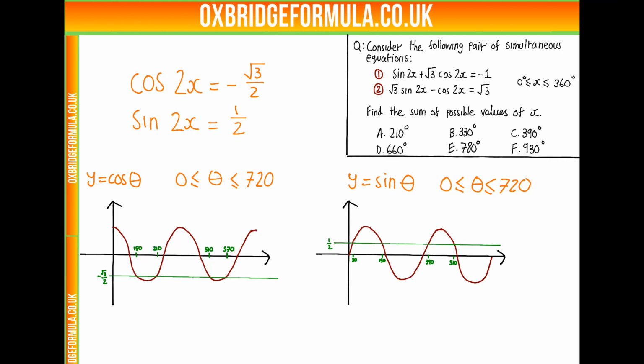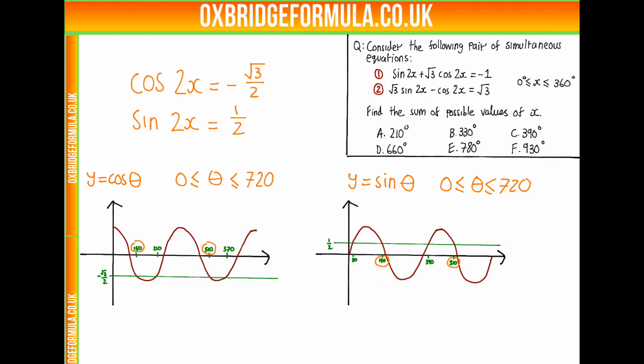Now, we need both of these equations to be true, so we want points which correspond to where we have an intersection on this graph and this graph. And we know that 150 is common to both, and 510 is common to both. So these are the points we care about.